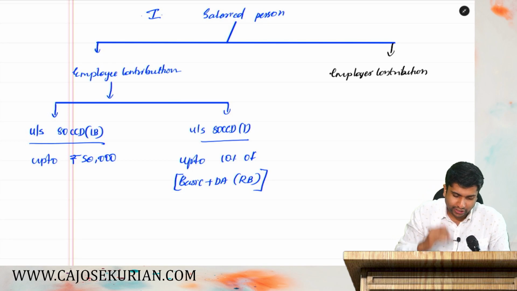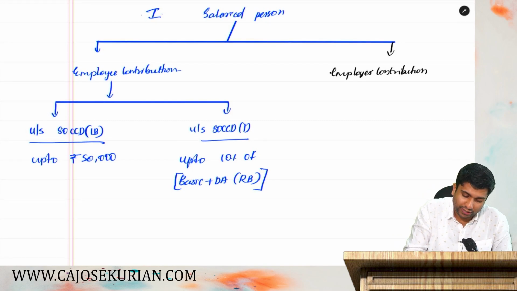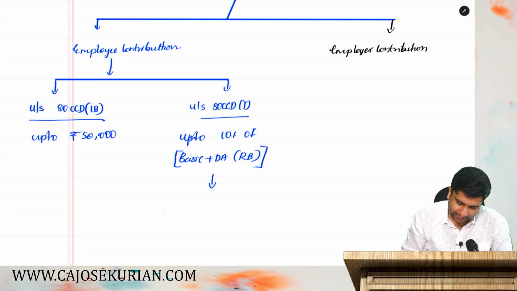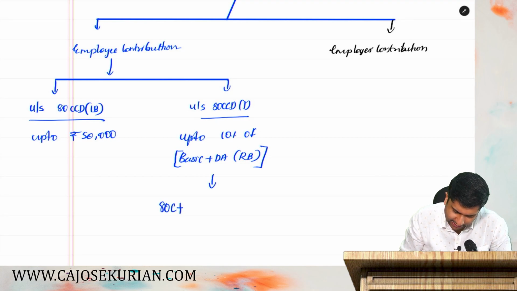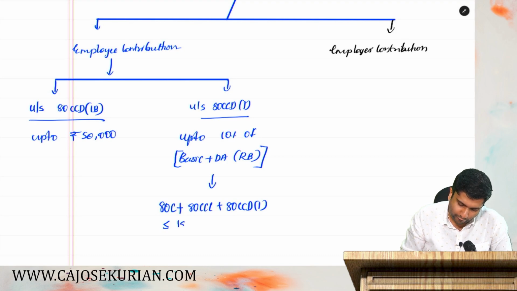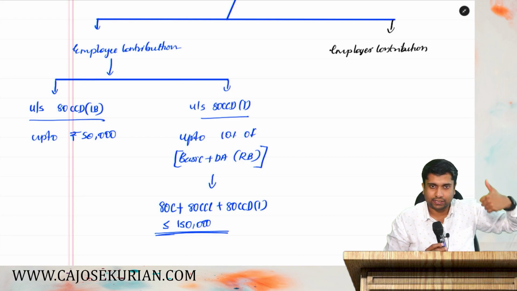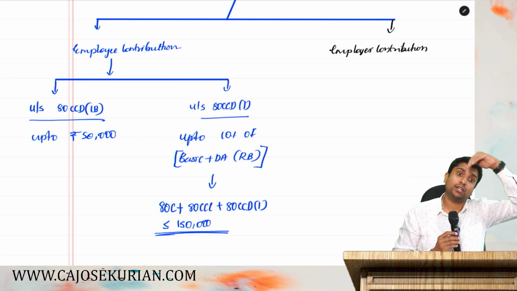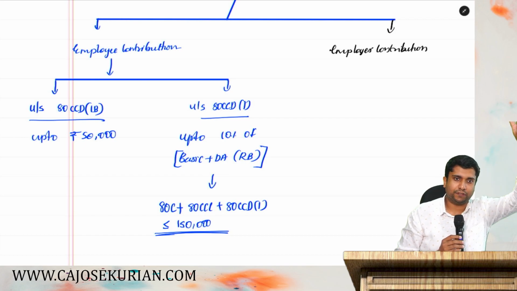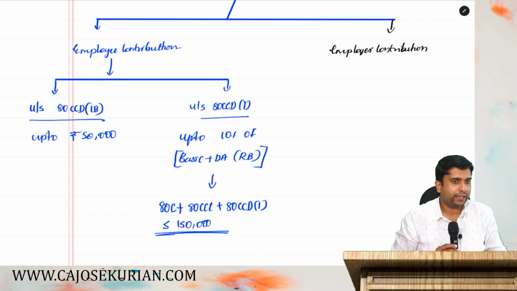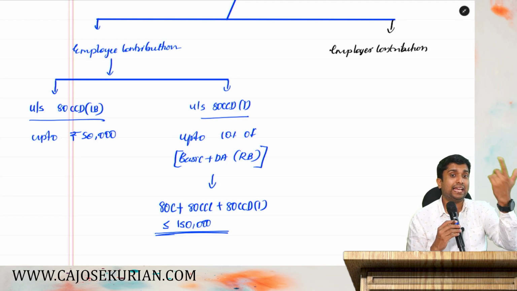Now, it is not yet over. There is one more restriction here: 80C deductions plus 80 CCC deduction plus 80 CCD subsection 1 deduction altogether should always be less than or equal to 1,50,000. This is the overall limit. We have completed 80C deductions. How much was the total 80C deduction? 1,50,000. 80 CCC we have covered. What was 80 CCC? LIC's pension fund.